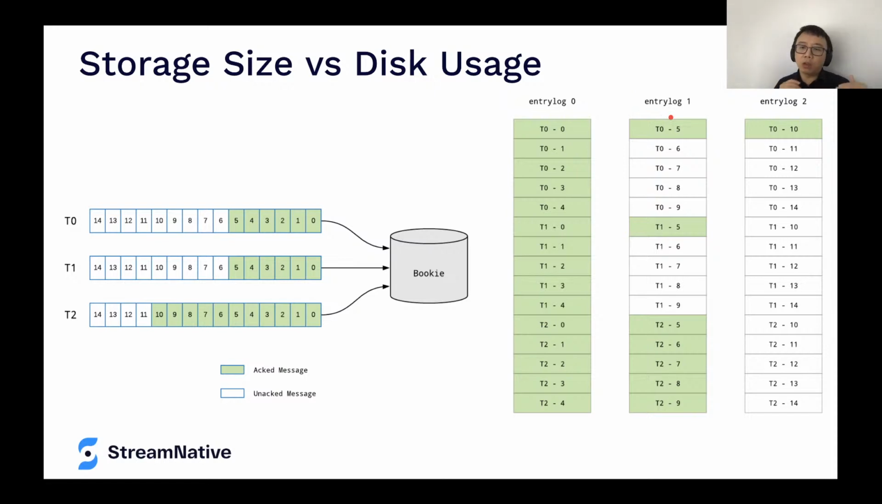And this means you might see a storage size of like 1 gig, but on disk it's 10 gig. That is because GC and compaction are not kicking in to reclaim those disk spaces. I can use the next episode to deep dive into this area, but just remember there's a gap between storage size and disk usage.